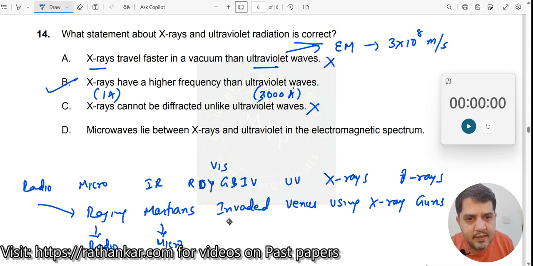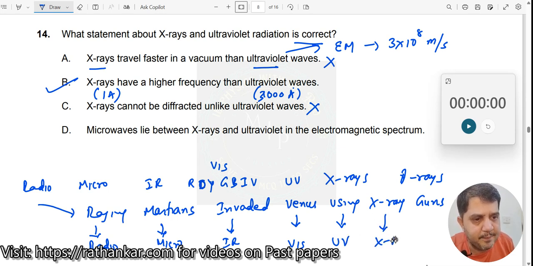Then you have Invaded, which is your IR radiation. Then Venus is nothing but visible. Using is your UV. X-ray is already here, and Guns is your gamma ray. Thus you will be able to remember this very clearly. You remember this one here, so you will be able to understand how to write which one.